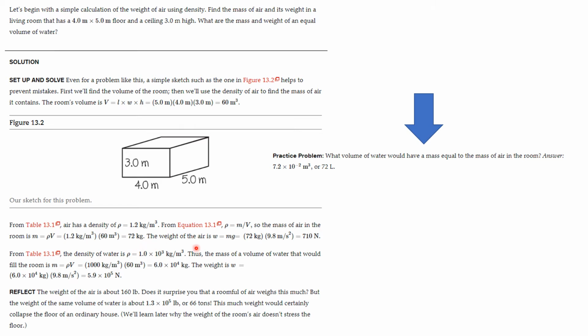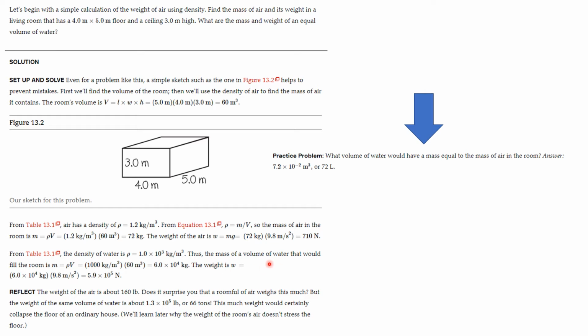Now that's the mass, but the weight is going to be W equals m times g, the acceleration due to gravity. So that is 72 times 9.8. You check the units, and that's going to be newtons, so that is 710 newtons. Now the density of water is 1.0 times 10 cubed kilograms per cubic meter, a much bigger number than this.